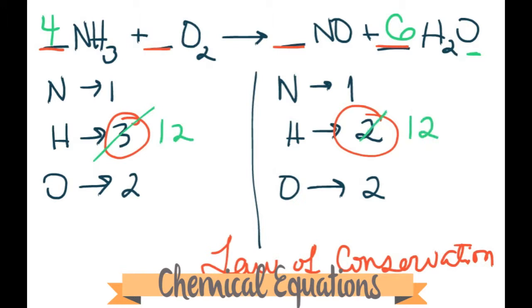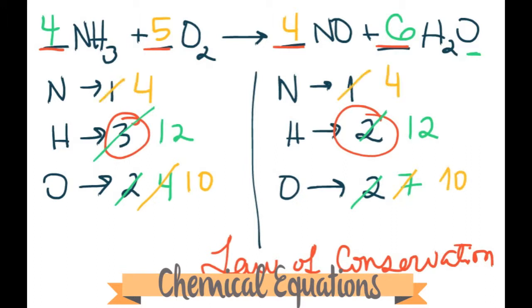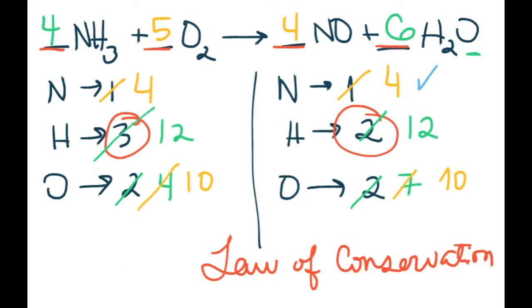We'll also have a total of 7 oxygen atoms on the product side and 4 nitrogen atoms on the reactant side. The way to solve this is to add coefficients in front of the oxygen gas and nitrogen monoxide. Therefore, we can add a 5 in front of the oxygen gas to give us a total of 10 oxygen atoms on the reactant side, and we can add 4 in front of the nitrogen monoxide to end up with a total of 4 nitrogen atoms and 10 oxygen atoms on the product side. Ta-da! We're done. Now the equation is balanced. We have 4 nitrogens on each side, 12 hydrogens on each side, and 10 oxygens on each side.